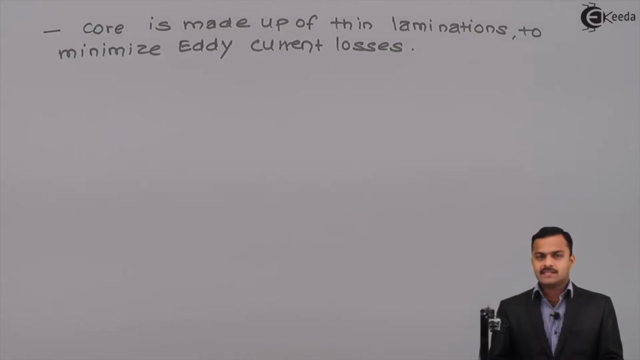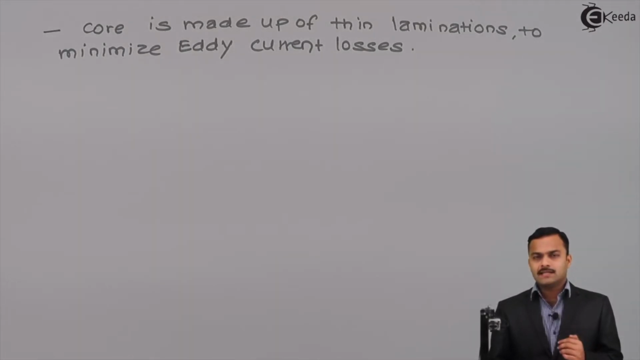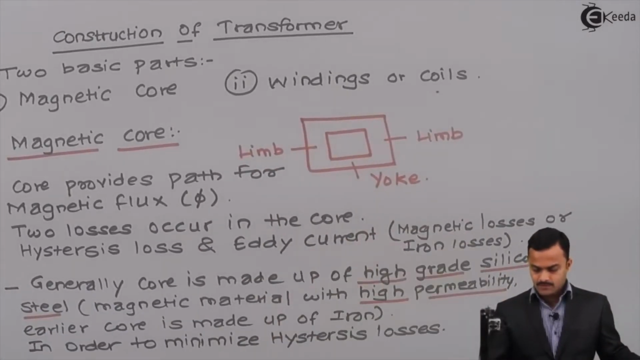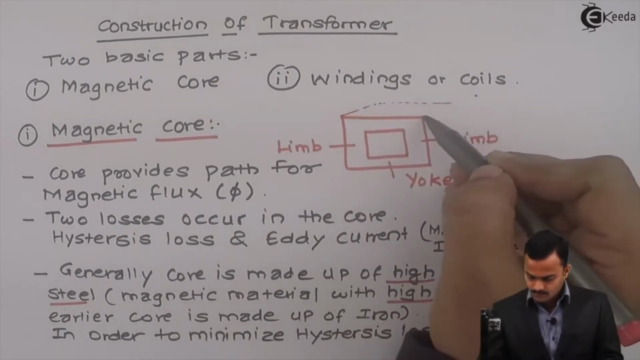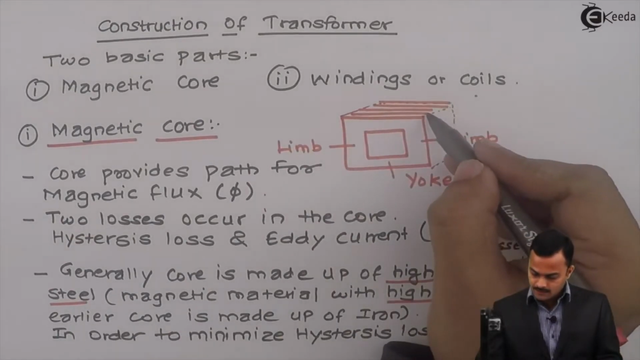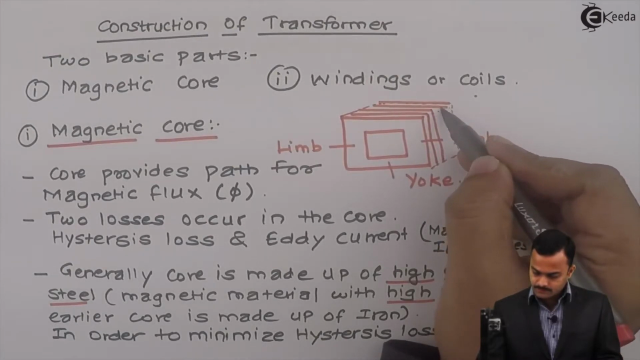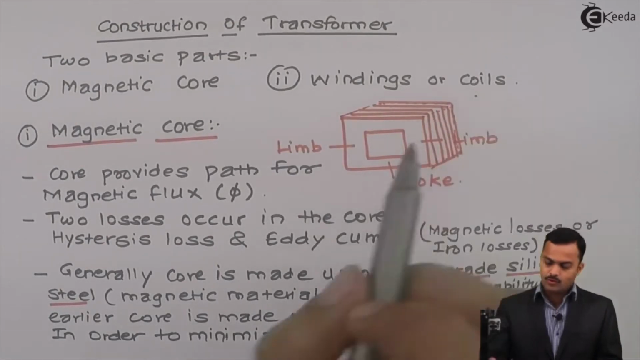And now this thin laminations we can put one over the other to form a stack. And these laminations are insulated from each other by insulation called as varnish. So how to form a core? So this core is actually made up of thin laminations of high magnetic material like this. And these laminations are insulated from each other by varnish. So this is how core is formed.